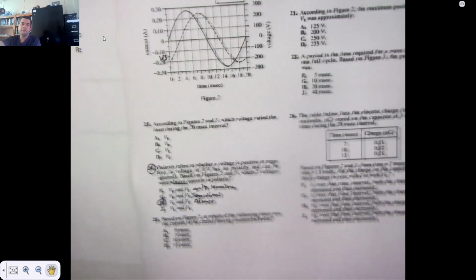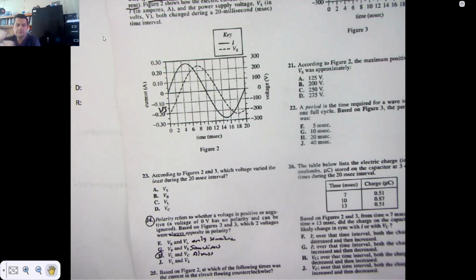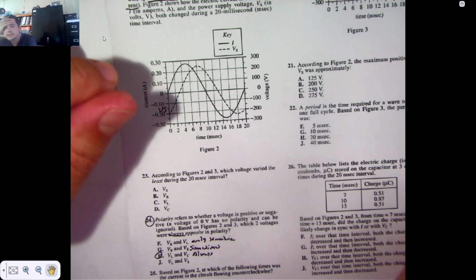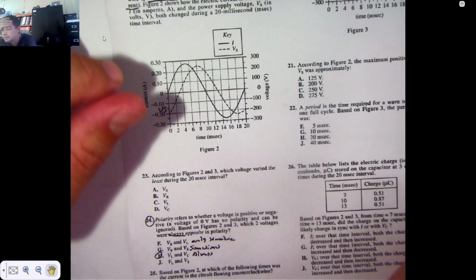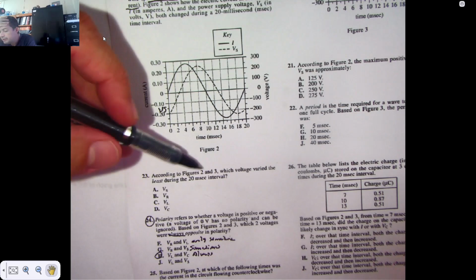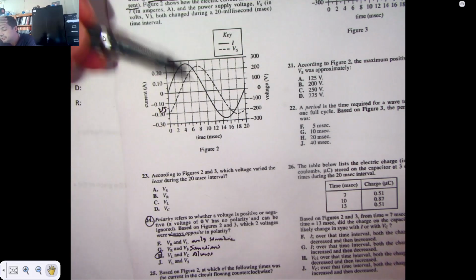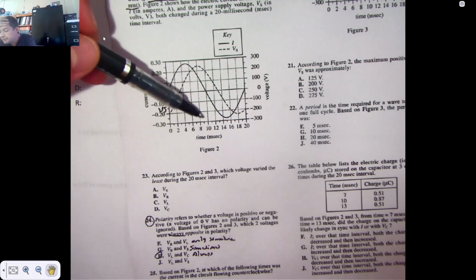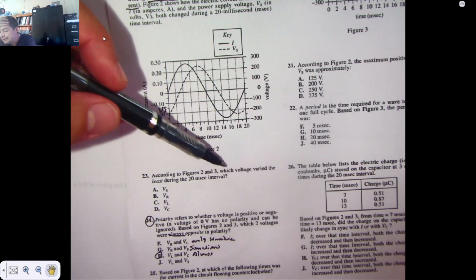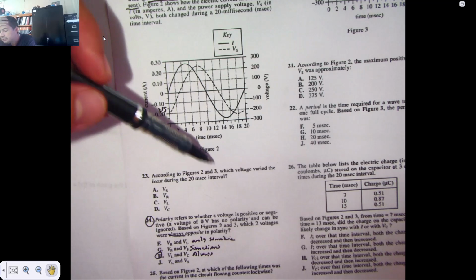Anyways, I just did that one first because they define some words. A lot of times ACT likes to see if you can do something with the defined words. Question 23, according to figures 2 and 3, and this is one of the things that'll give you a headache on science, is you're looking at multiple tables at once. According to figures 2 and 3, which voltage varied the least during the 20 millisecond interval?